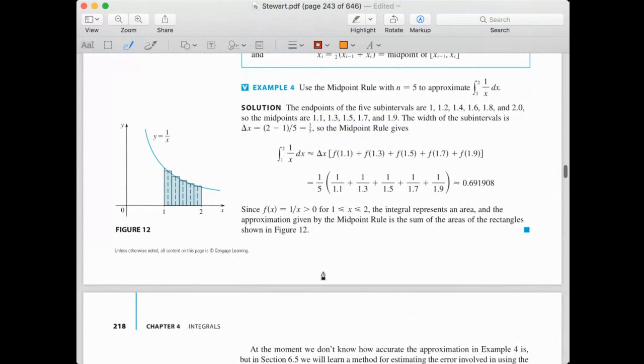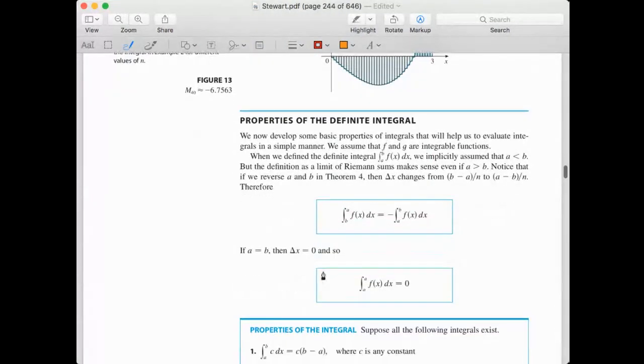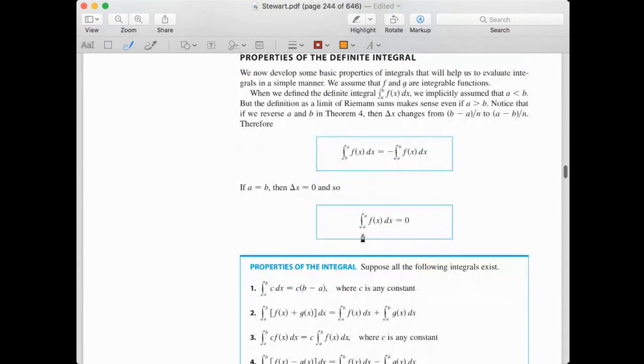This is still using the midpoint to approximate. So this one is saying if we switch the upper limit and lower limit, then we introduce a negative sign. At one point, so A to A, the area is 0, okay? Because at one point, we just have this height, we have no width. This is one dimension. For one dimension, we agree the area is 0.